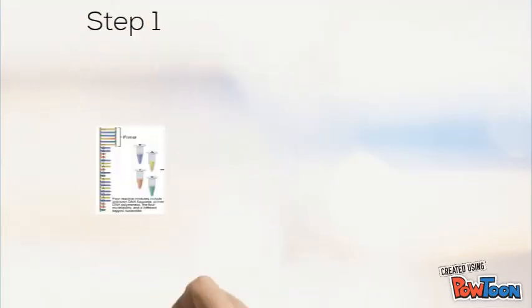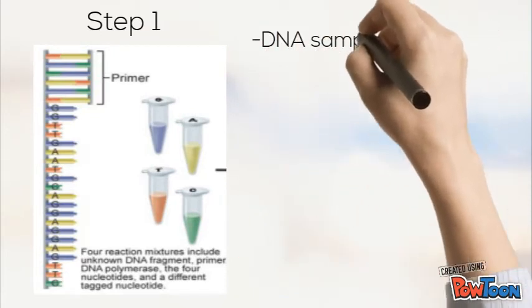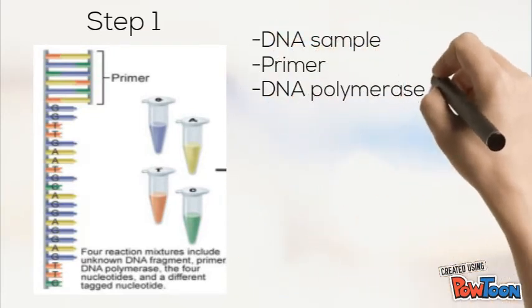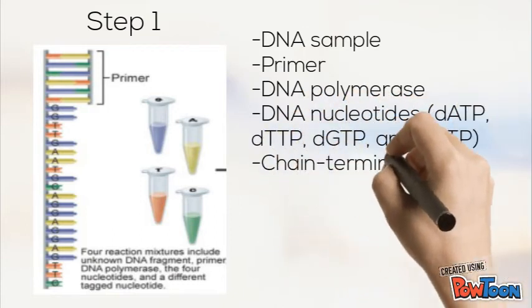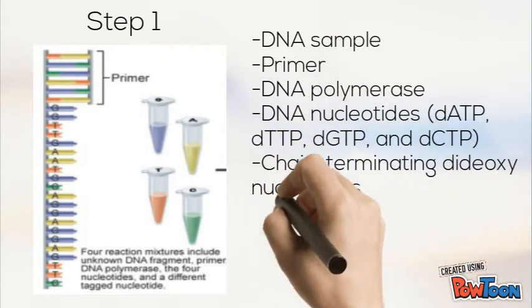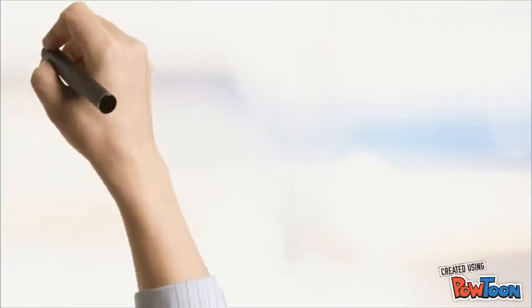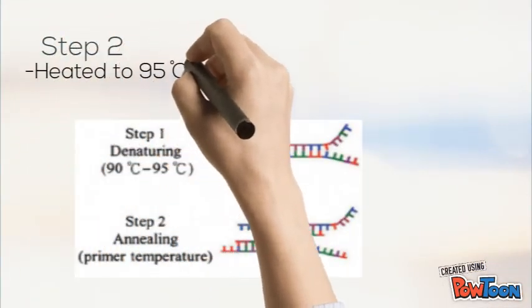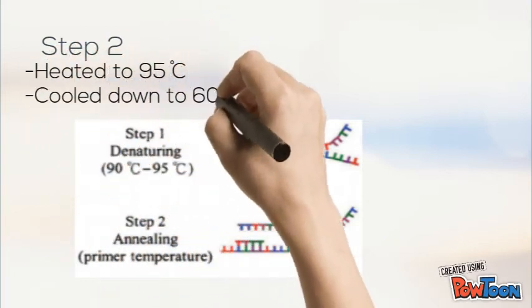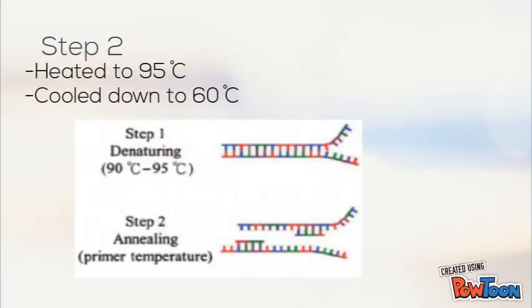In step 1, the DNA sample is combined in a tube with primer, DNA polymerase, and DNA nucleotide. The 4 di-labeled chain-terminating dideoxy nucleotides are added as well. The mixture is first heated to 95 degrees Celsius to denature the template, and then cooled down to 60 degrees Celsius so that the primer can bind to the single-stranded template.